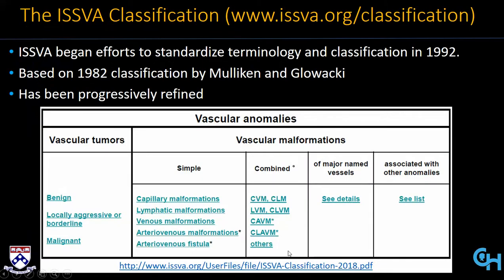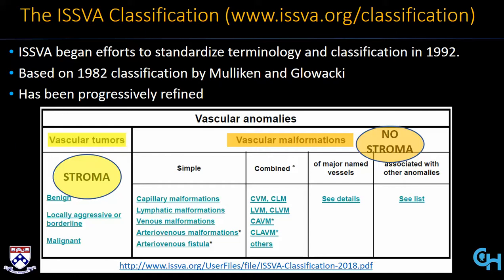So the ISSVA classification, the website is given here on the slide, was instituted to standardize terminology and the classification of vascular anomalies, and initially started in 1992 and has been progressively refined. So the vascular anomalies are categorized into two major sections. One is vascular tumors, the second is vascular malformations. With vascular tumors, the key feature is that there is a tumor substance or a stroma to it. With vascular malformations, you will have a primarily vascular lesion without stroma to it. So that is a key determinant on imaging when you're trying to make your diagnosis.